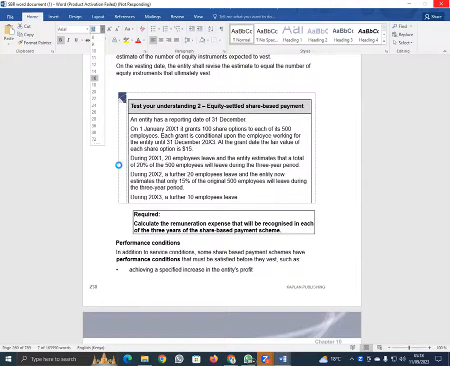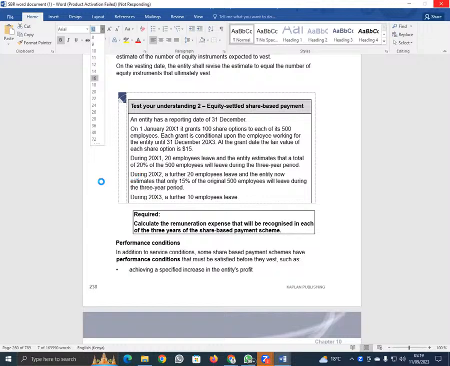Test Your Understanding 2: equity settled share-based payment. You're told an entity has a reporting date of 31st December. So 31st December is when we report. On 1st January 2021, it grants 100 share options to each of its 500 employees. Each grant is conditional upon the employee working for the entity until 31st December 2023. At the grant date, the fair value of each share option is 15.